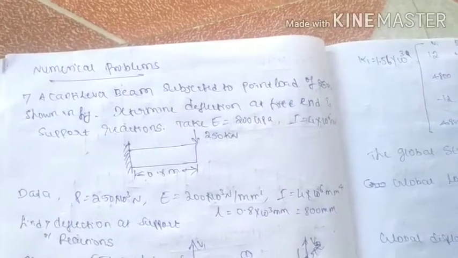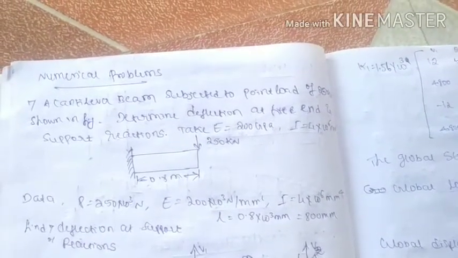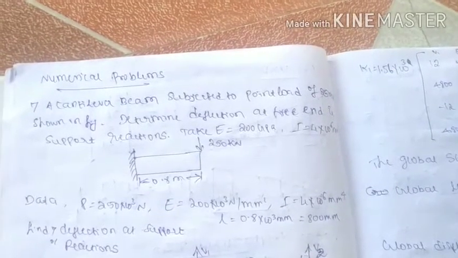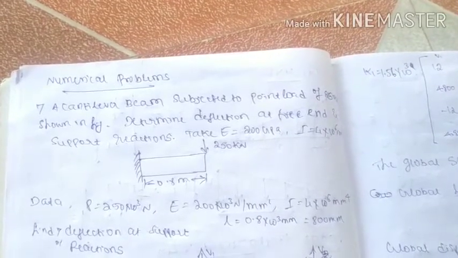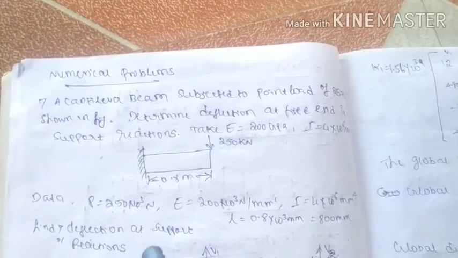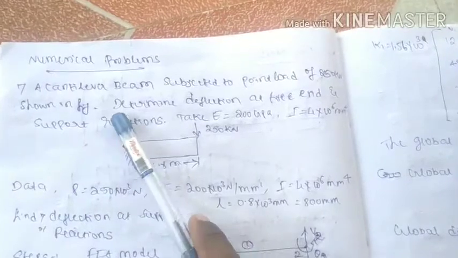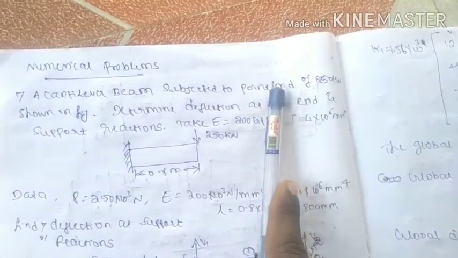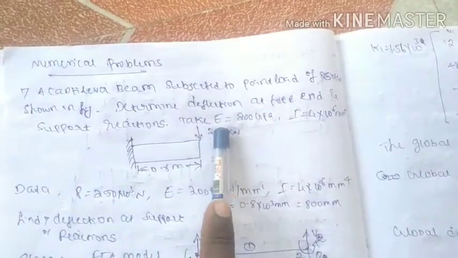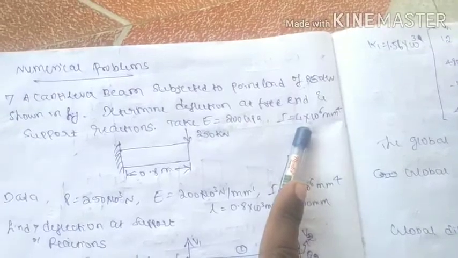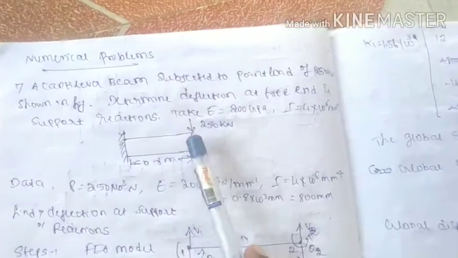Okay, we will move to the numerical problems now. Here also, for beams, we are taking 3 different types: cantilever beam, simply supported beam, and fixed beam, with different load conditions. First we will take the first type, a cantilever beam with a point load. A cantilever beam is subjected to a point load of 250 kN as shown in the figure. Determine the deflection at the free end and the support reactions. Take Young's modulus as 200 GPa and moment of inertia as 4 into 10 raised to 6 mm to the power of 4. This is the figure given.